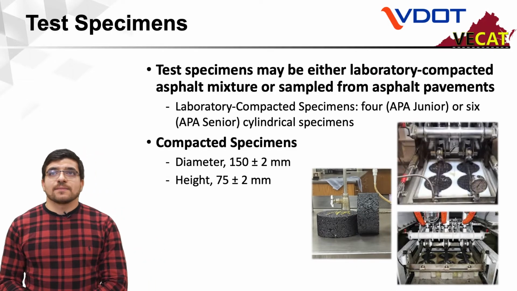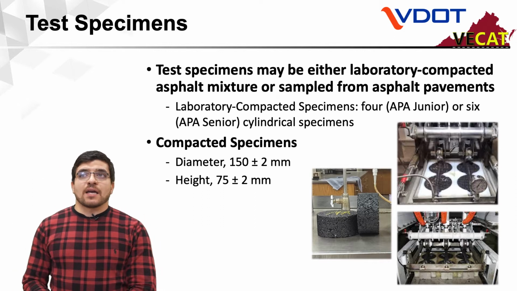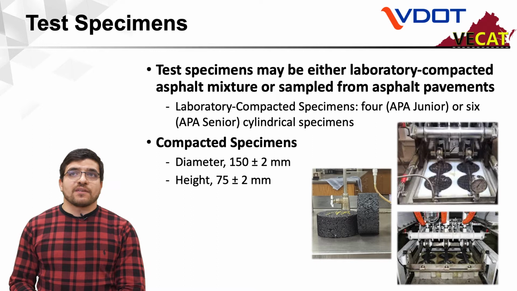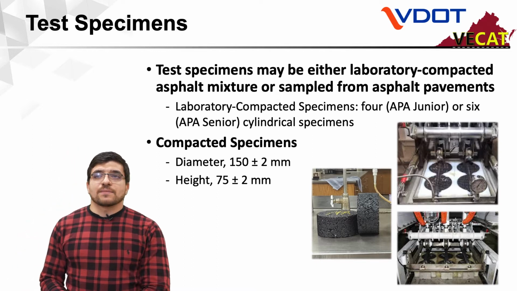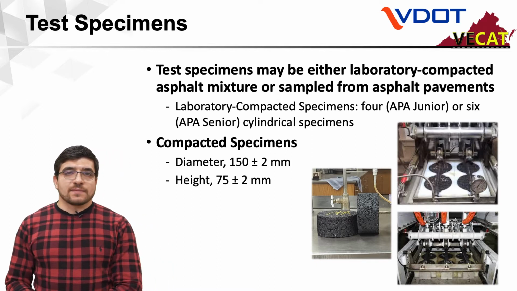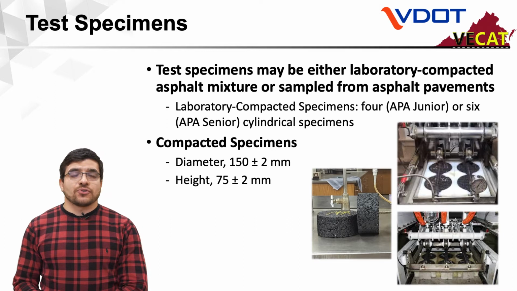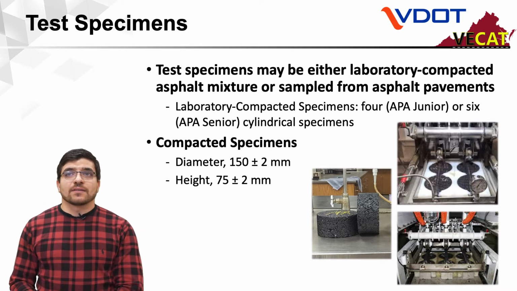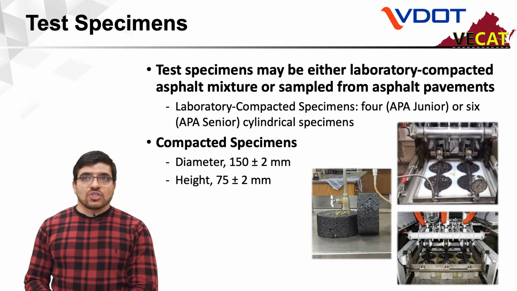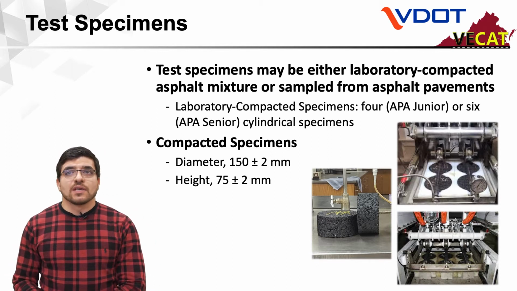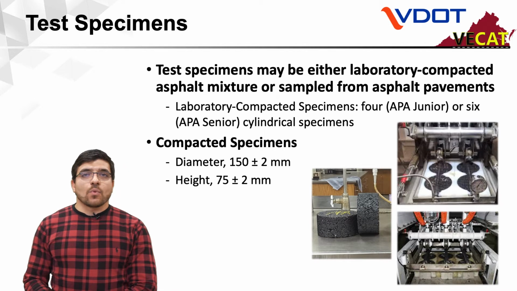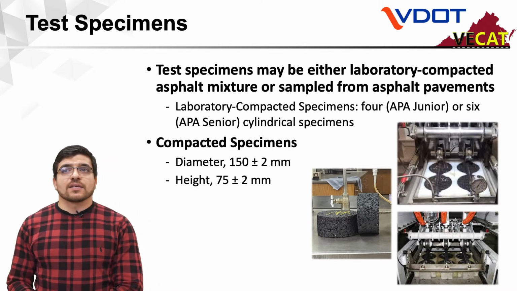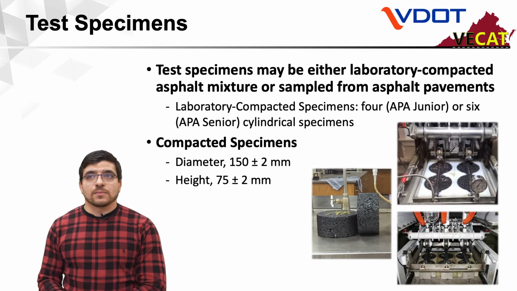For the test specimens, the test specimen may be either laboratory compacted asphalt mixtures or sampled from asphalt pavements. For the lab compacted specimen, we may need 4 specimens in case we're using the APA Junior, or 6 specimens in case we're using the APA Senior. The compacted specimen shall have the following dimensions. For diameter, it's going to be 150 plus or minus 2 millimeter. For the height, it's going to be 75 plus or minus 2 millimeter.